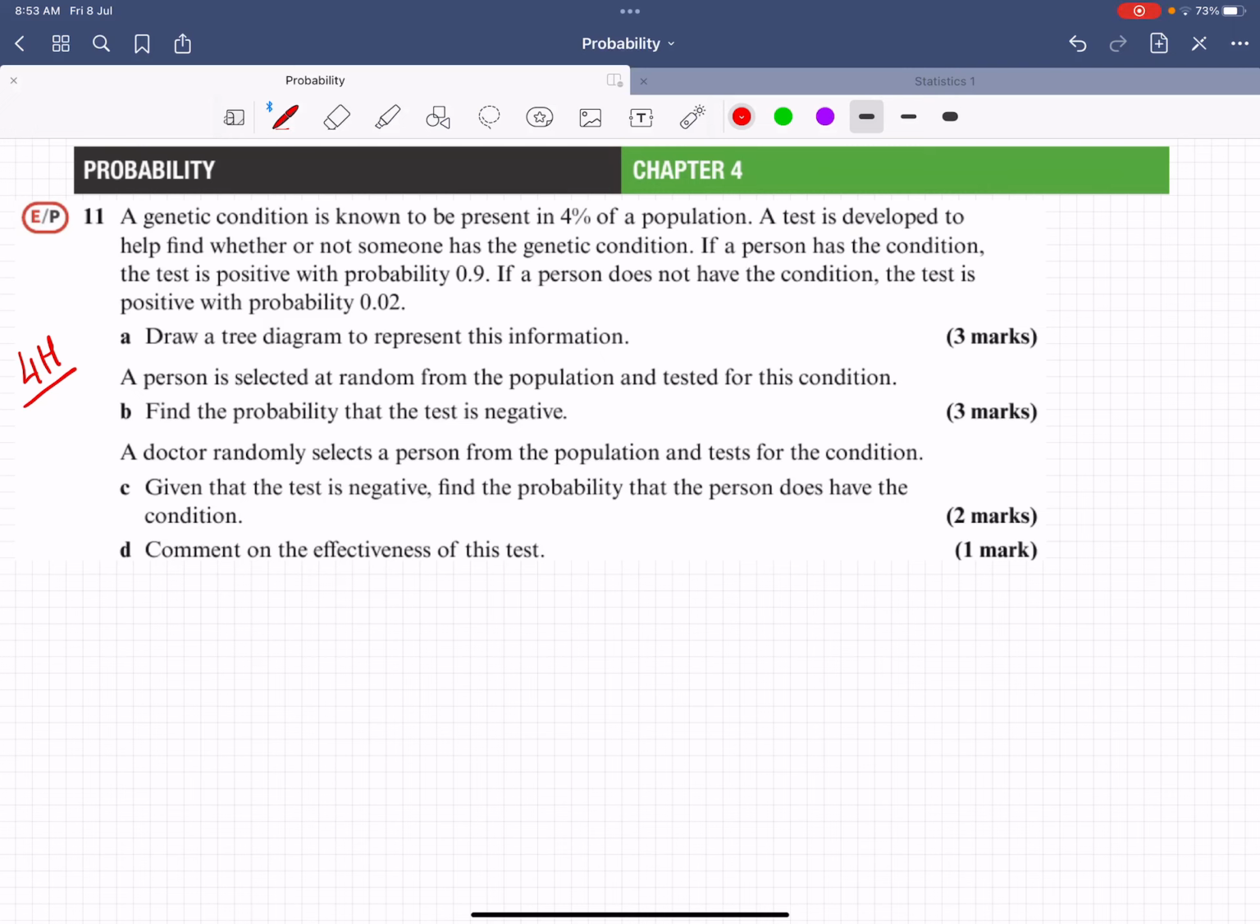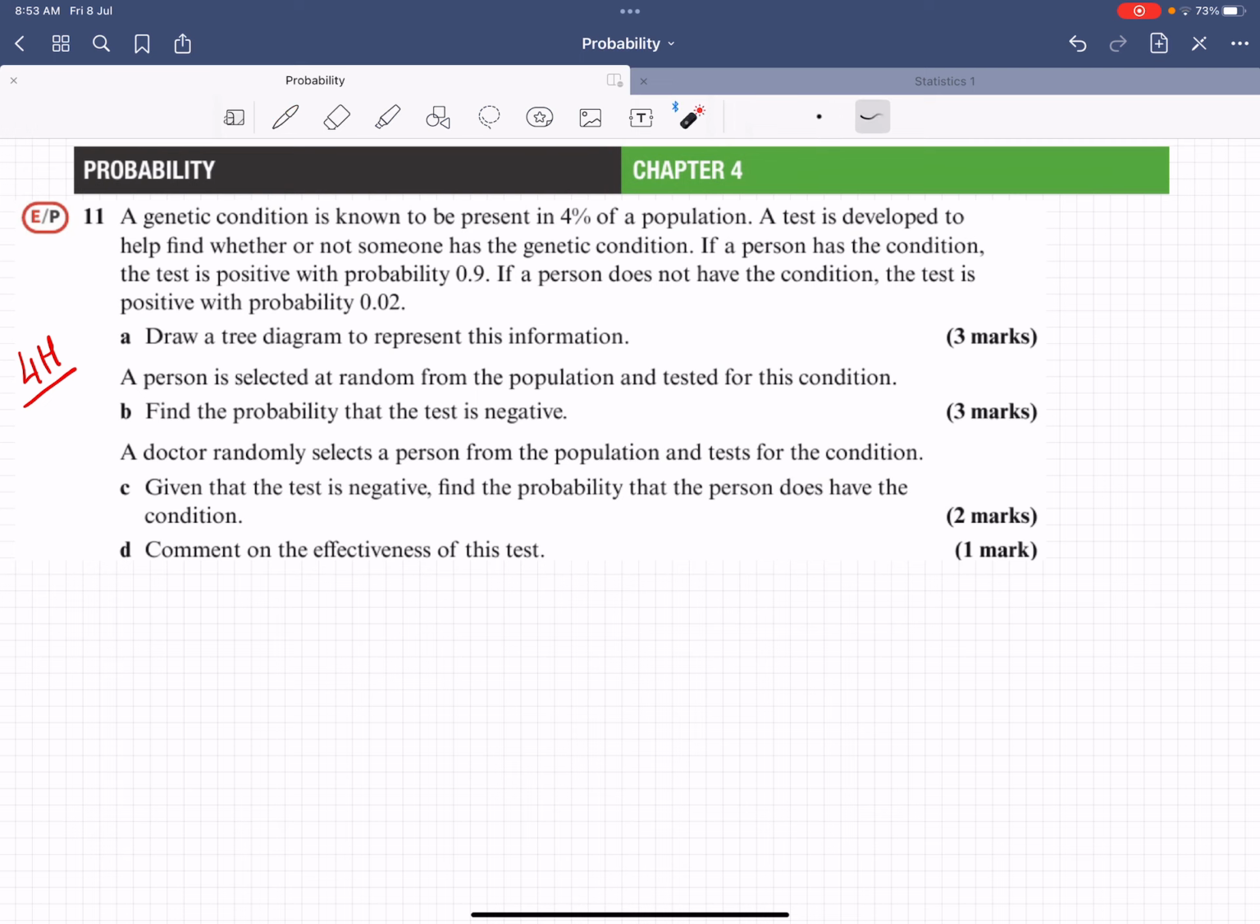Exercise 4H, question number 11. A genetic condition is known to be present in 4% of the population. A test is developed to help find whether or not someone has the genetic condition. If a person has the condition, the test is positive with a probability of 0.9, and if a person does not have the condition, the test is positive with a probability of 0.02. Part A says draw a tree diagram to represent this information.